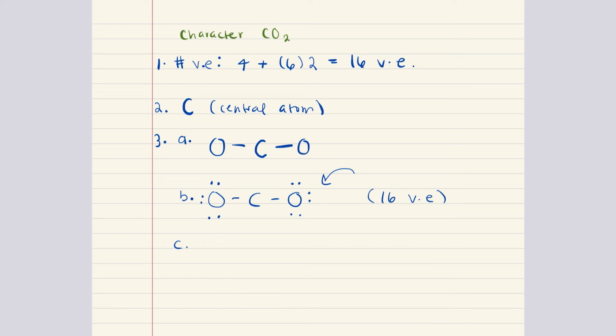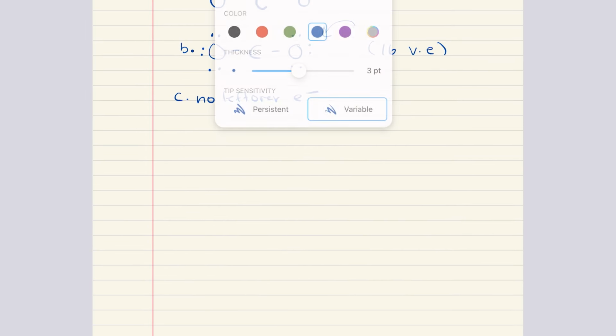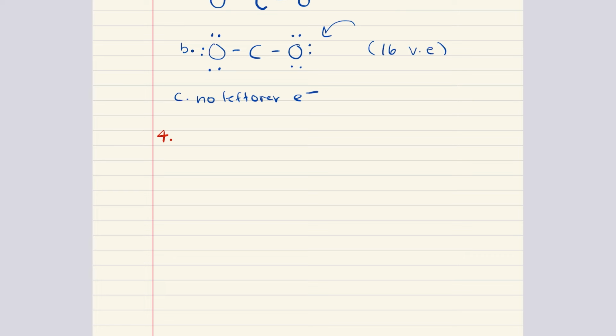So moving into the last part of step three, where we want to put any leftover electrons on the central atom, we recognize that we actually have no leftover electrons. Now we can move into our final step, step four. This step is really important.